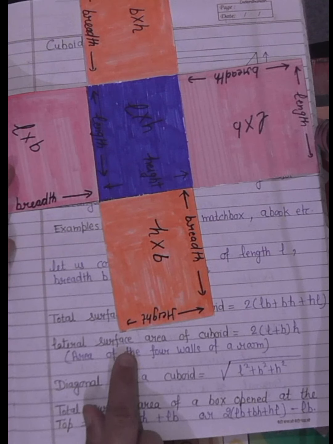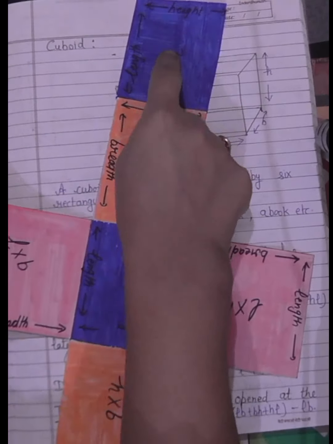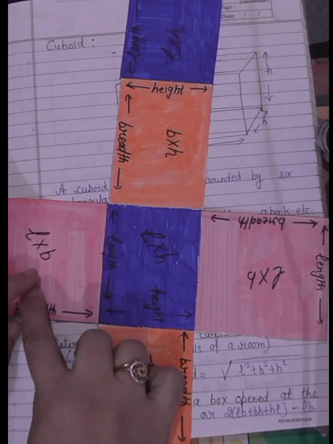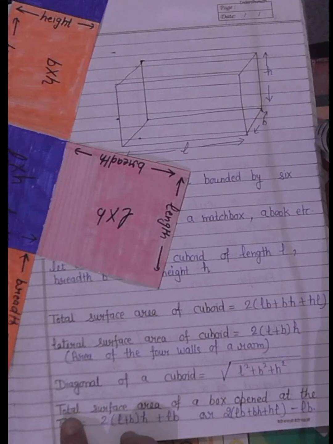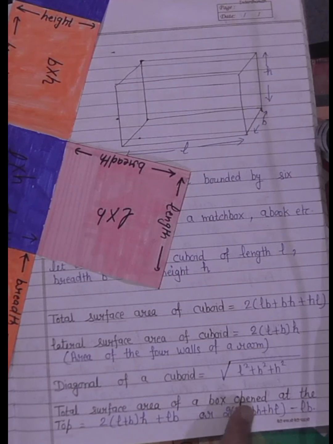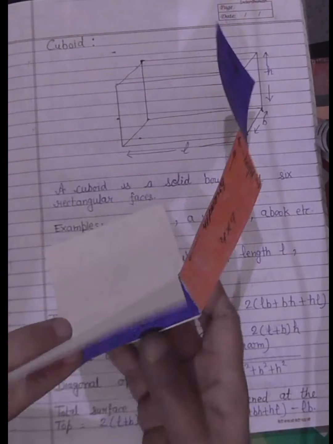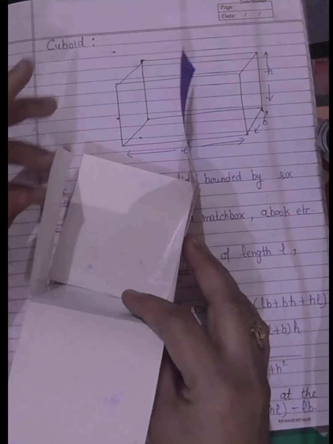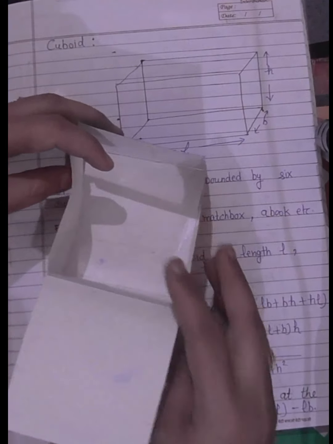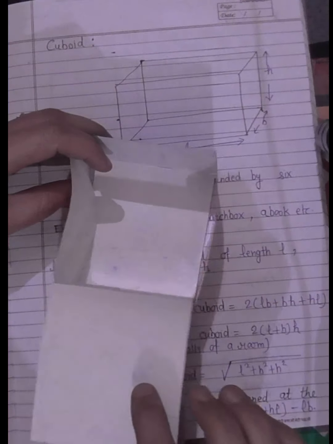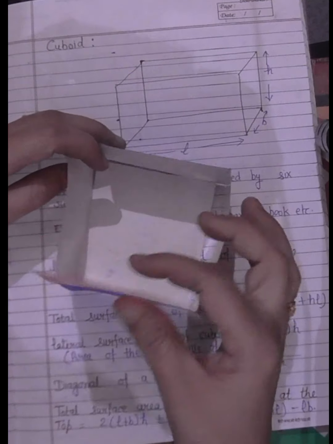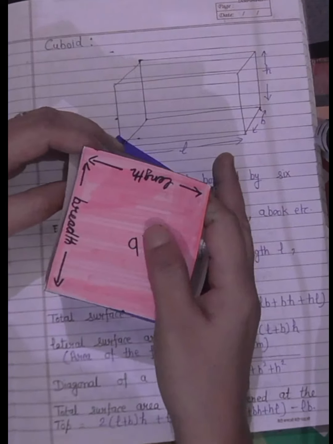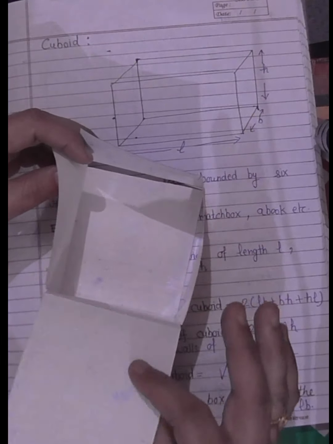In lateral surface area we will consider only the 4 walls. We will ignore base as well as top. We will cut it out for the lateral surface area. Now the total surface area of a box opened at the top. This is the example. See, if I am taking a box which has base but not the top. See carefully. Actually, if I am taking this, it will be a closed box. But I am discussing the open one, so I will take it out.